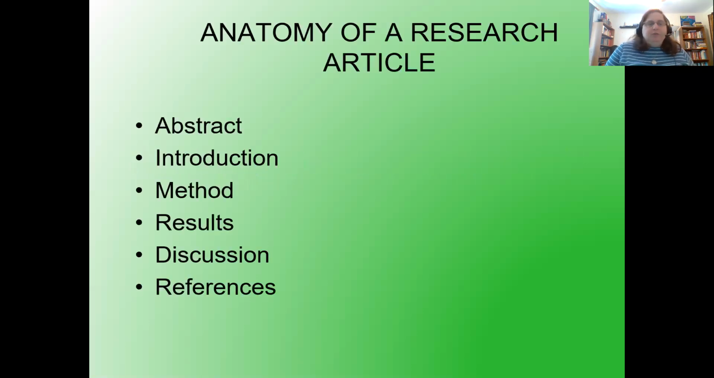Okay, so here's the breakdown of the different pieces of a research article. You have your abstract, your introduction, your method, your results, your discussion, and your references. Now in the syllabus, I already gave you a little bit of a sense for what these different pieces are, but we're going to talk a little bit more about it as we go forward today.